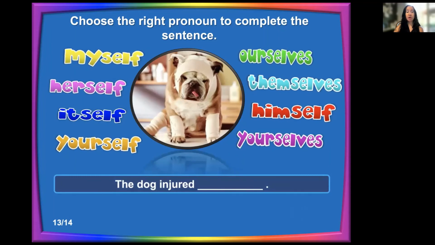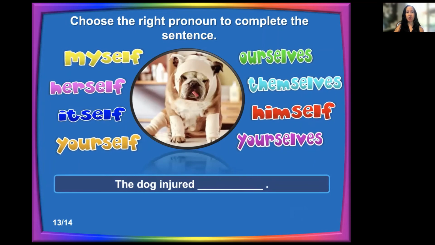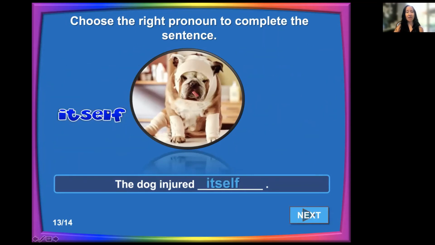Uh-oh, the dog injured blank. The dog injured. We don't know if it's a he or she, so we say the dog injured itself. Fantastic. You're starting to really know the reflexive pronouns.